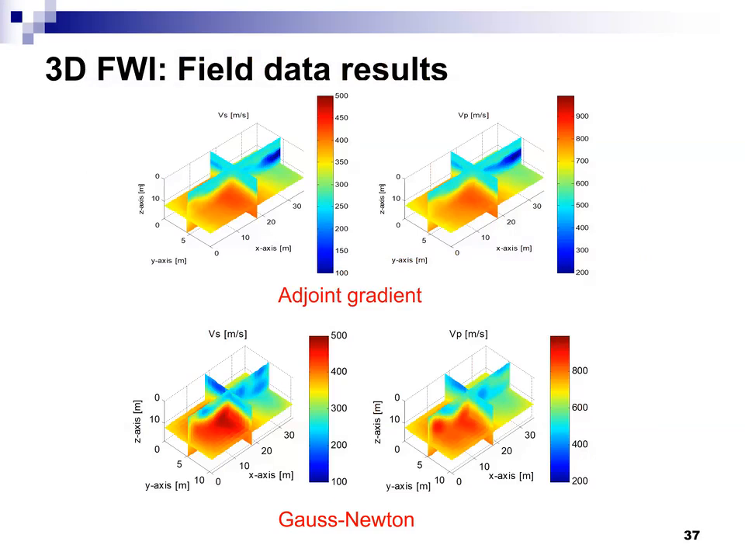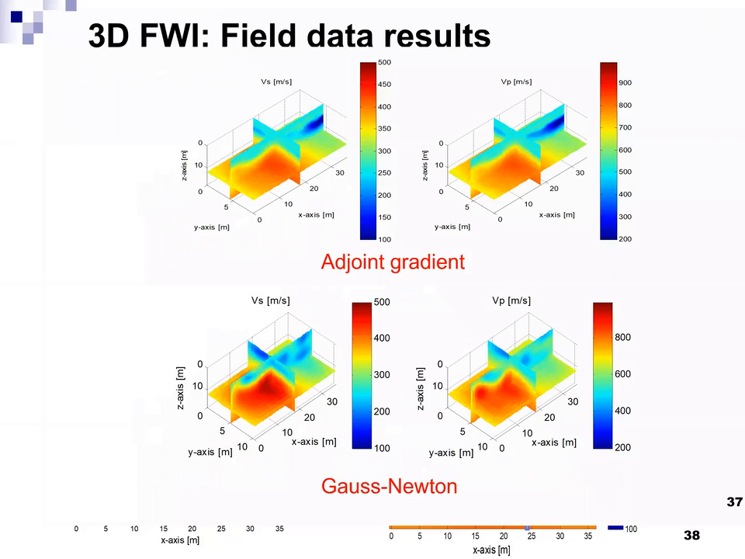All right, this is the 3D result. Soft material on the top, limestone at the bottom. We have a shallow limestone here, and then some low velocity zone here near the chimney. The adjoint method and the Gauss-Newton method both work well in this case. I would say the results are very similar.